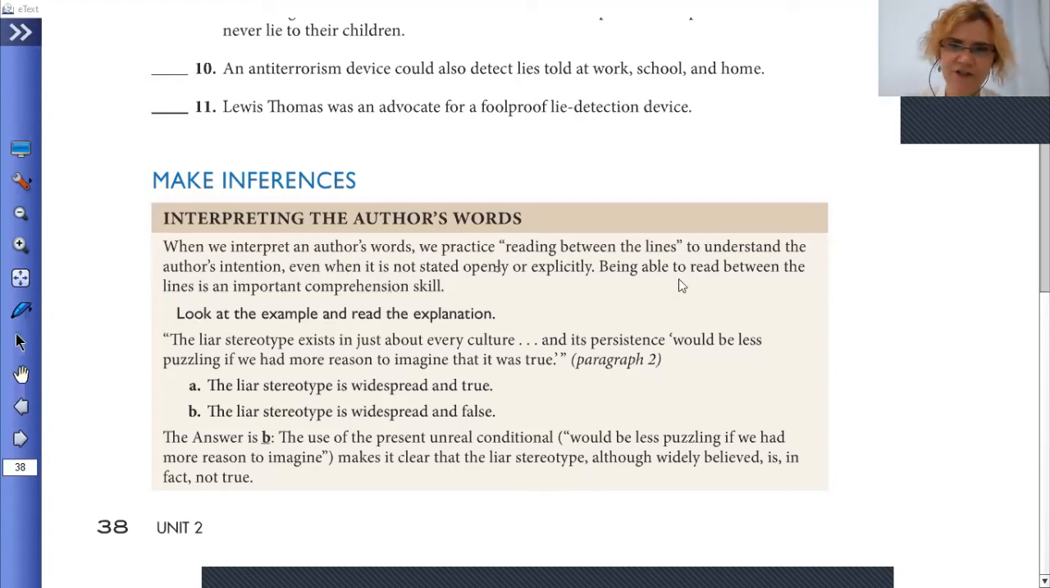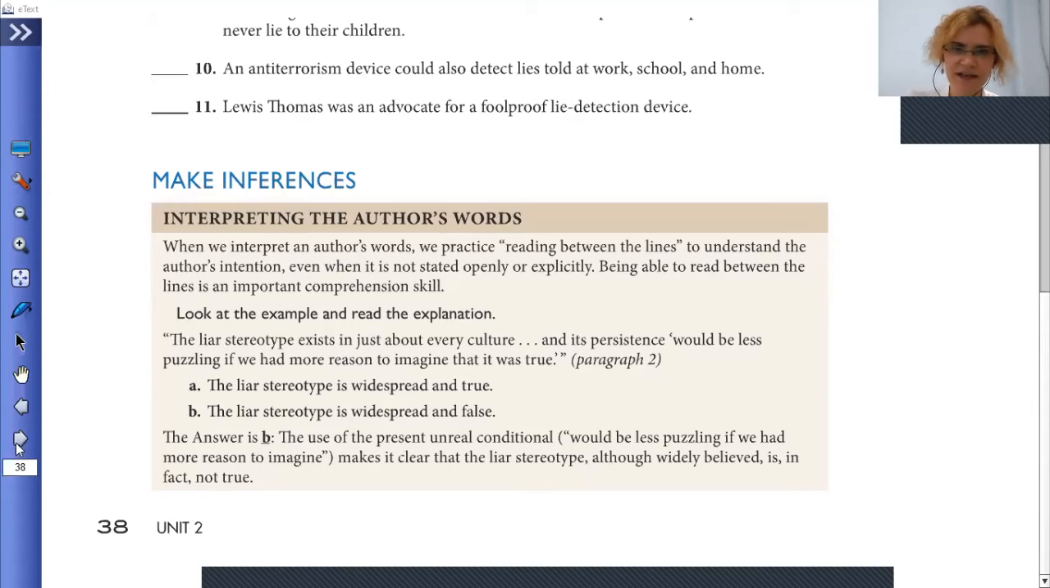Yeah. So to understand reading between the lines, to understand the author's intention, even when it's not stated explicitly, it's important to find that. Now, being able to read between the lines is an important comprehension skill, since a lot is implied.